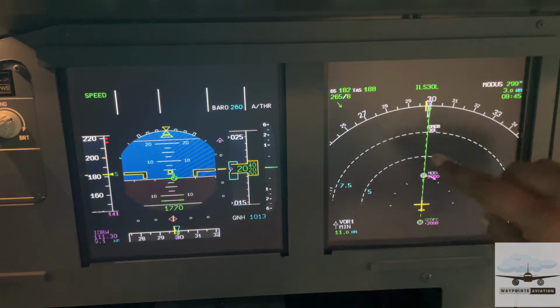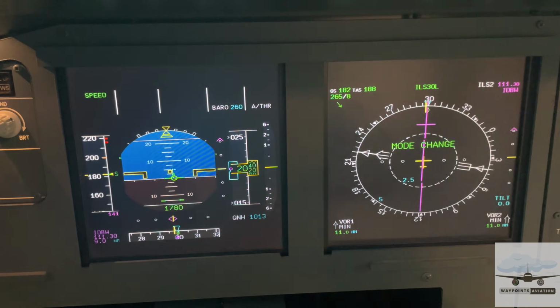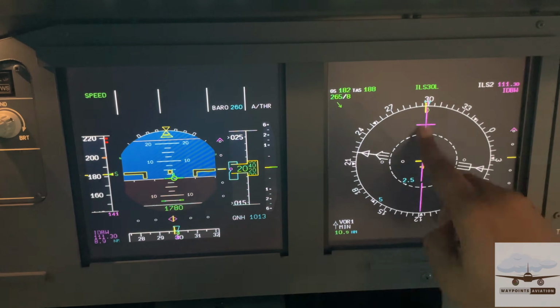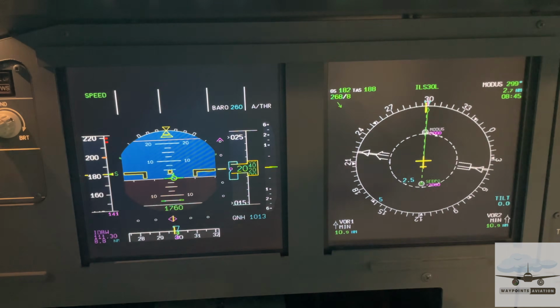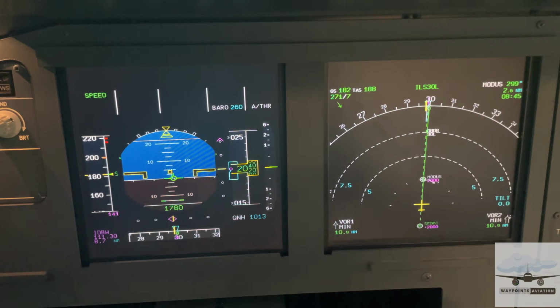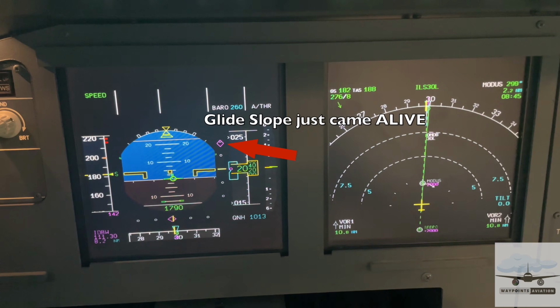And pretty much we are on track. If I bring up the ILS page, you can see our localizer is right down the middle. So we're looking good here. So now that I've got my localizer, I can now start thinking about my glide slope. We did say that we need about 743 feet a minute.